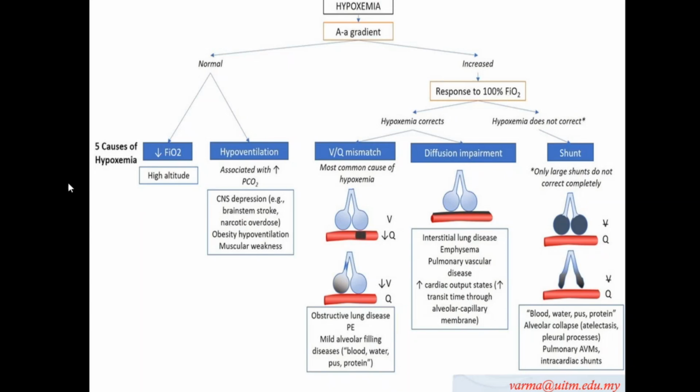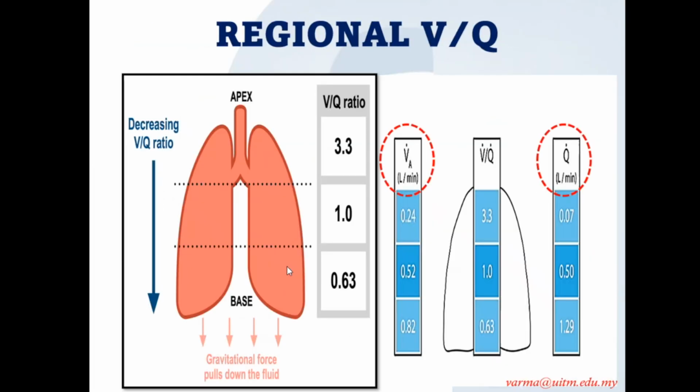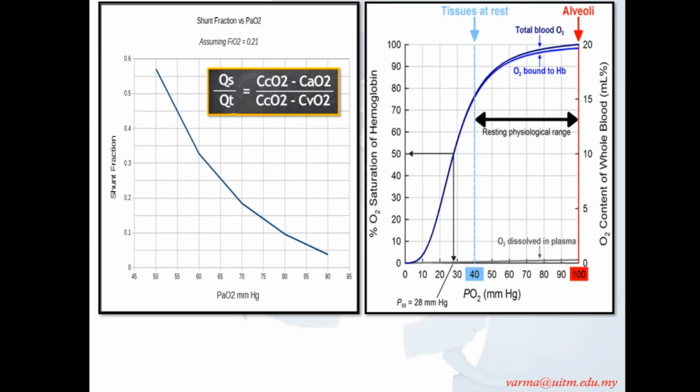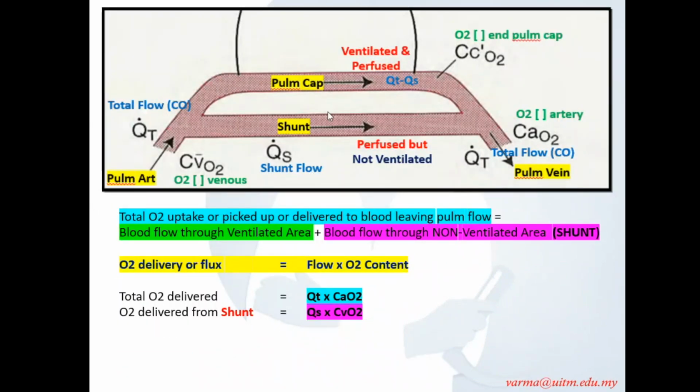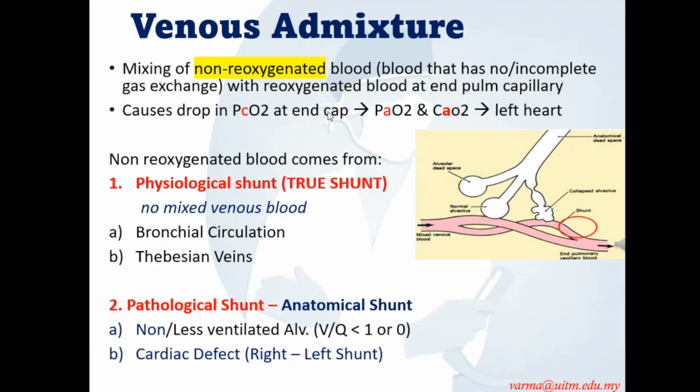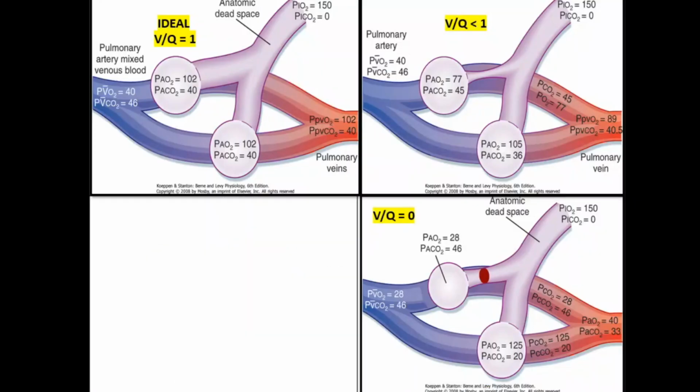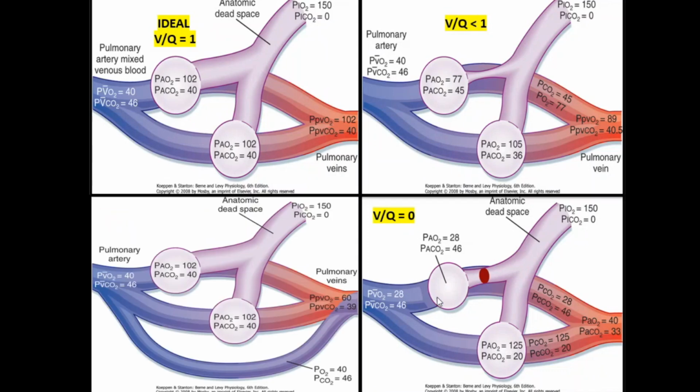Why does shunt not respond to 100% oxygen? I missed out a bit here, so let me talk about it again. We go to this picture. Okay, we talk about alveoli that are partially ventilated. We just focus on these two. Let's say a person has a VQ mismatch or diffusion impairment. Let's take this alveolus as having diffusion impairment or VQ mismatch, either one of the problems.